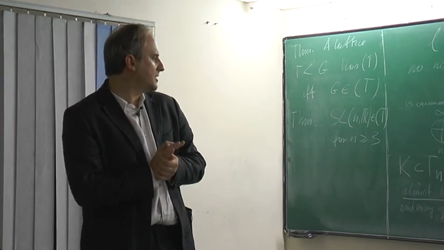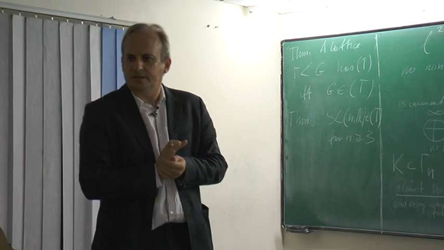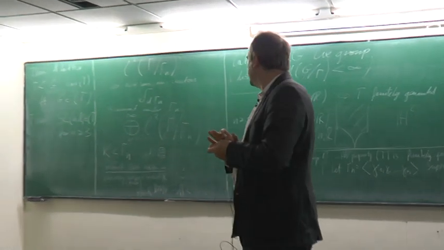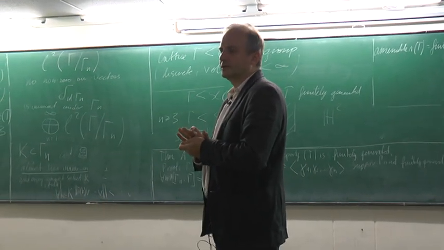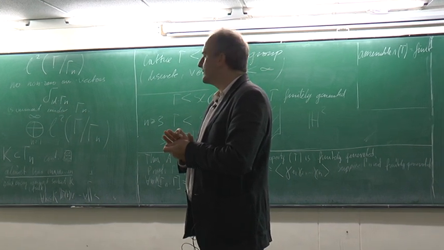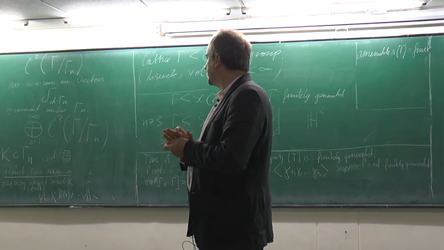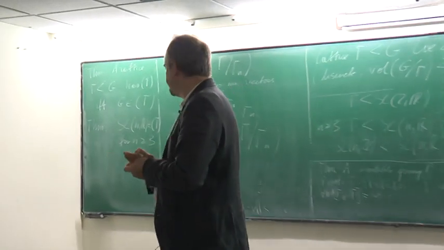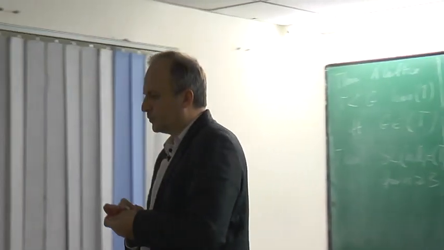So maybe let me mention that. Right. So it immediately follows that a quotient of a group with property T has property T. Okay. Also that finite index subgroups of a group with property T have property T. Okay.